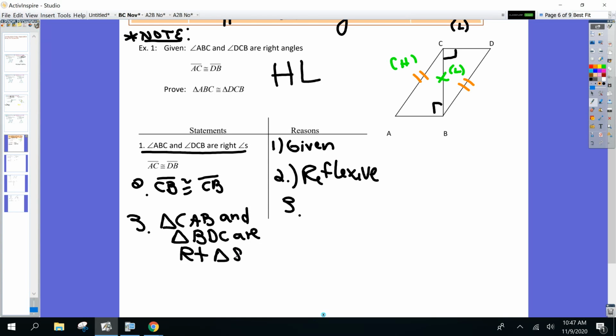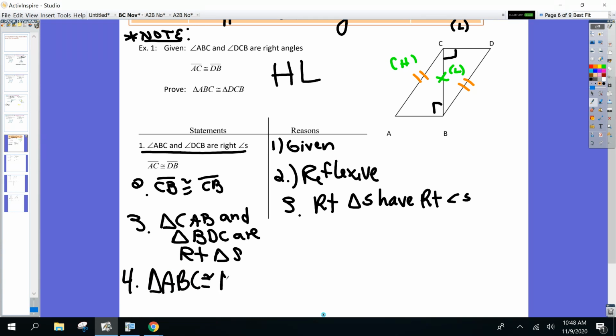Instead, how do we know it's a right triangle? Oh, right triangles have right angles. Okay, I got the hypotenuses, I got the legs, I got the right angles, and I got the right triangles. We're good. Now in step 4, you do have enough information to say triangle ABC is congruent to triangle DCB, little thing we like to now call HL, hypotenuse leg. Questions there?